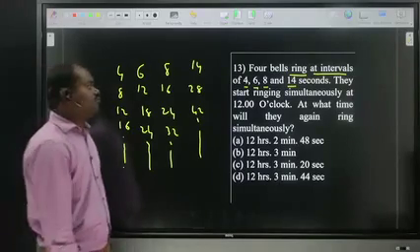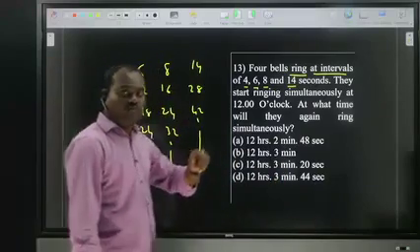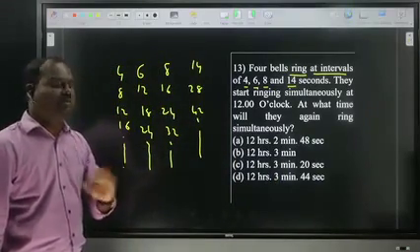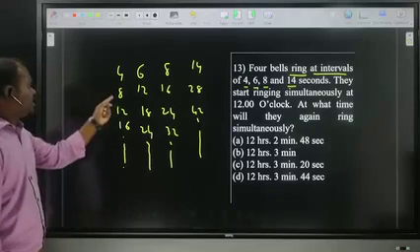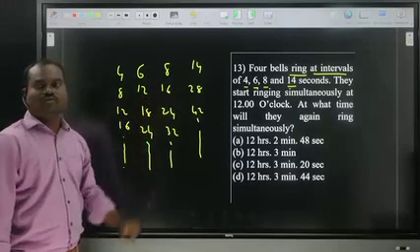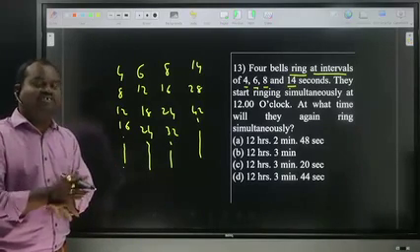The question asks at what time they will again ring simultaneously. All should ring at the same time. If you observe, at the 8th second one rings, but the others do not. All should match.